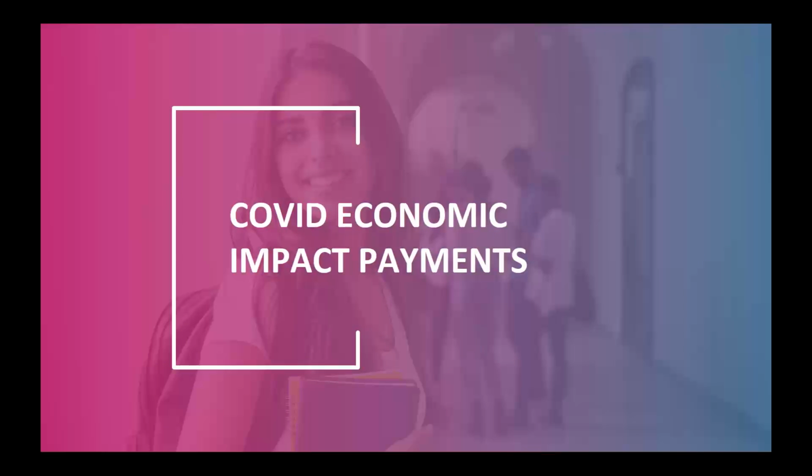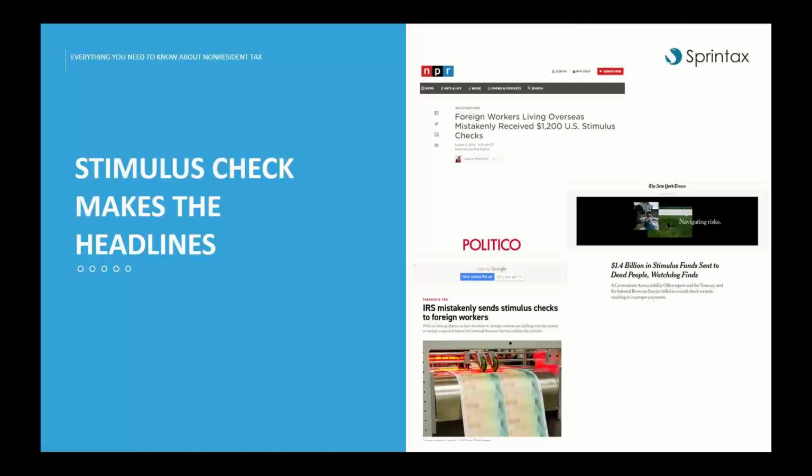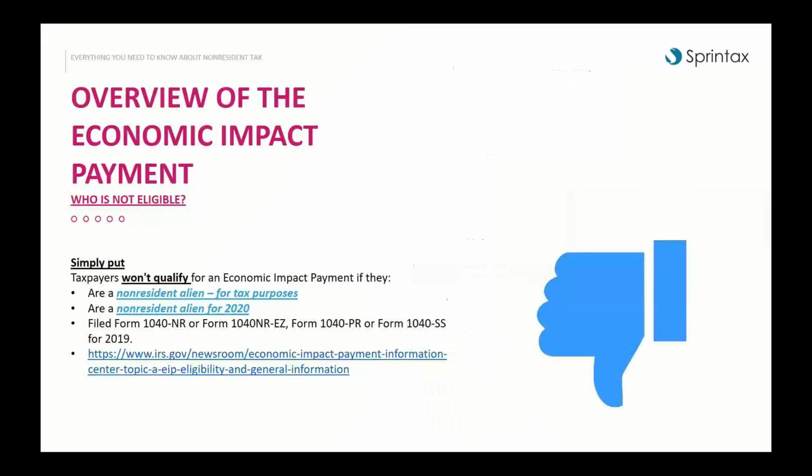But another one of our tax season hot topics from last tax season and certainly coming into this tax season is the COVID economic impact payments. And we saw the stimulus check make the headlines across the US and across the world, with non-resident international students and scholars and professionals receiving the stimulus check in error. So in many cases, international students and scholars may have filed mistakenly in the past as a resident, and so in the eyes of the IRS, they were a resident for tax purposes, which resulted in them receiving the stimulus check in error. So this brought about a lot of questions on eligibility for the payment, and if you're not eligible, how to go about returning that.